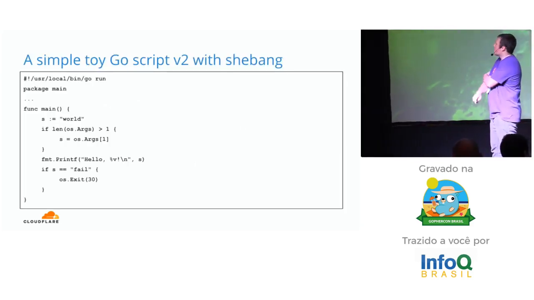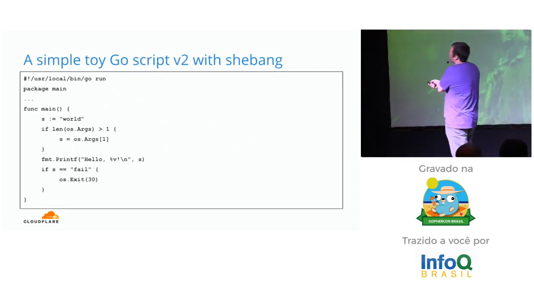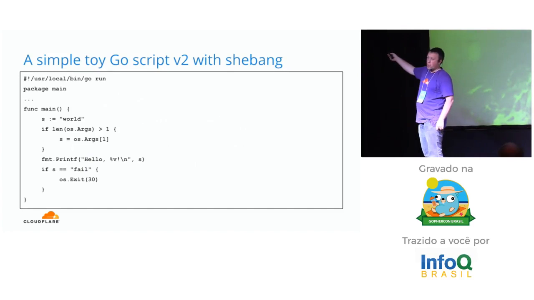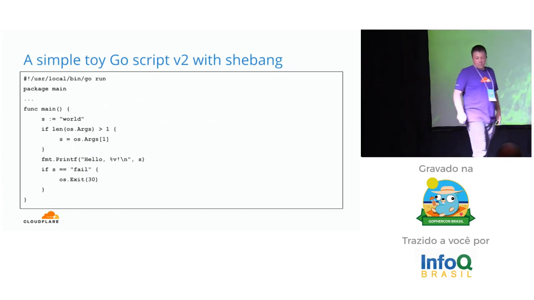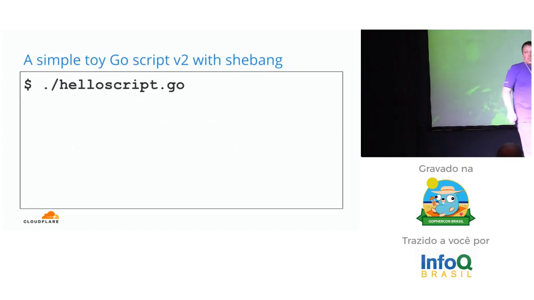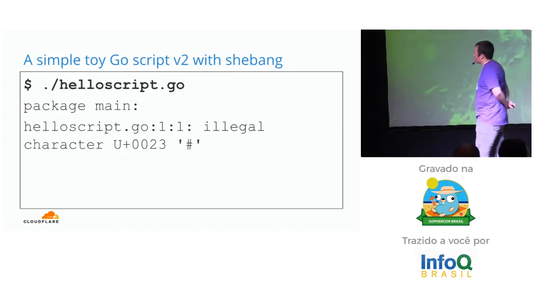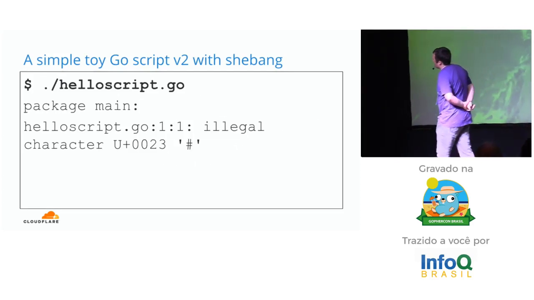Okay, so let's add a simple shebang line to our Go script. It's a hash and a path to our Go binary, and we'll add go run. So we try to run it. Let's try to execute it now. If you try, you'll get this output.